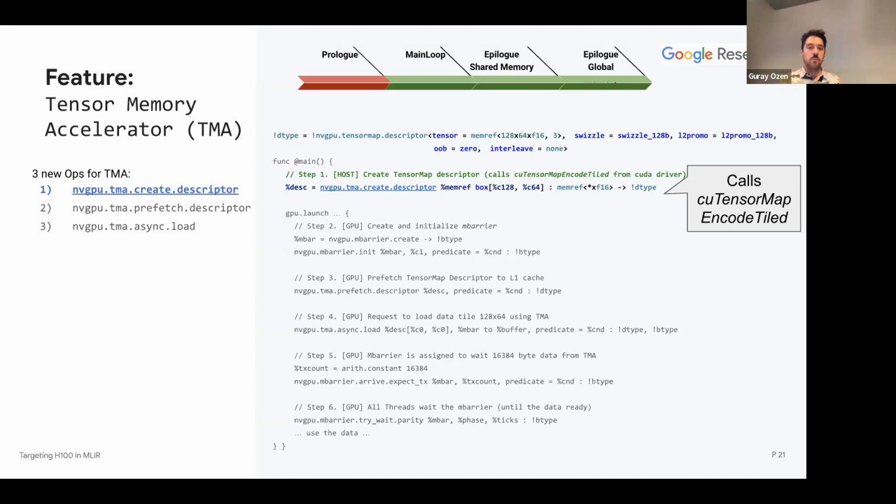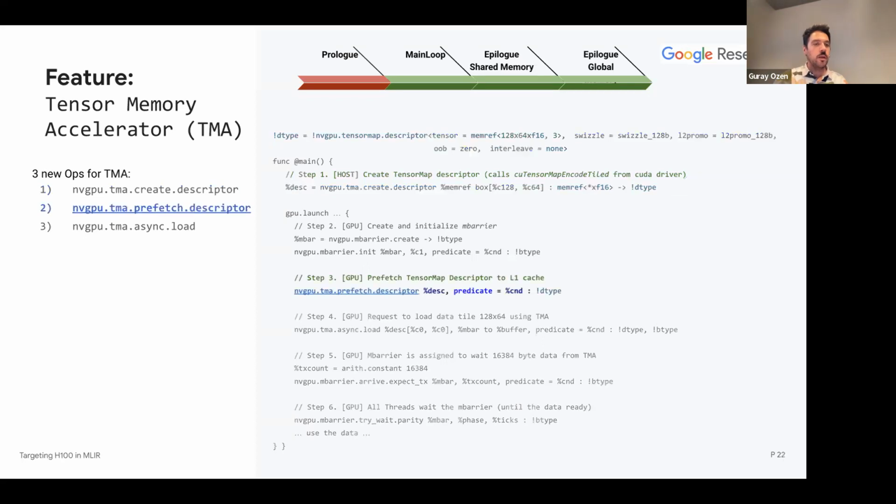When you have this NVGPU op and you do the lowering, it is going to generate the runtime call. In MLIR, we have a small CUDA runtime, and that calls the CUDA driver. So it returns the tensor map, and the complexity is hidden again. Another op is prefetching the descriptor. Now we launch the GPU kernel, and here is the GPU launch where you launch the kernel.